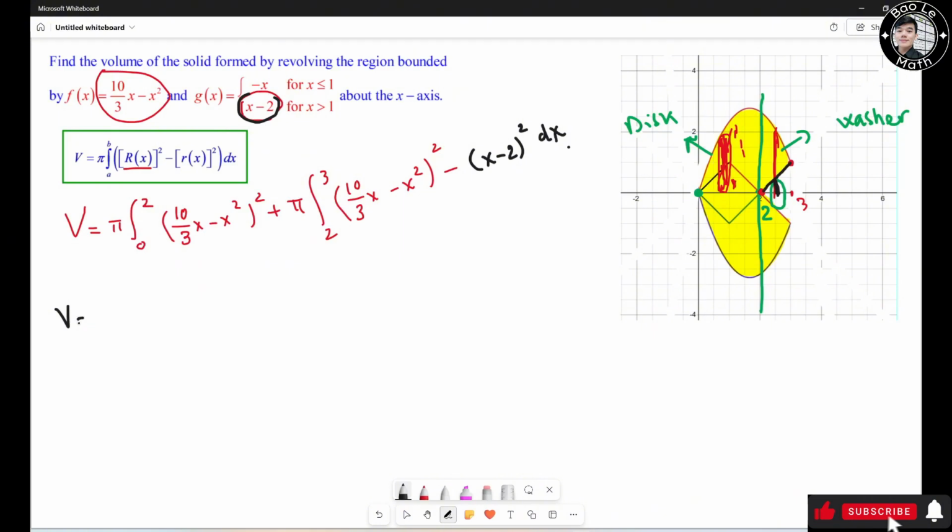So V equals pi the integral from 0 to 2. Now expand this one, it is going to be 100 over 9 s squared minus 20 over 3 s cubed plus s to the power 4. Now the second one right here, don't forget the ds, plus pi the integral from 2 to 3. This one is similar.